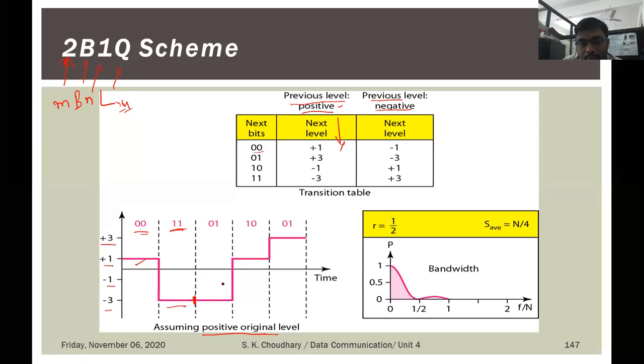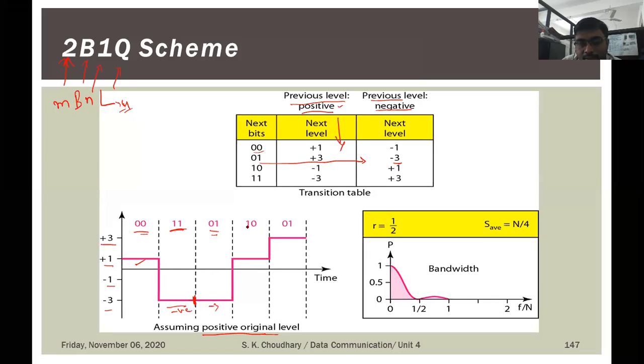For the next level, we have to assume here that it is a negative one. Okay. So when it is -1 and you have got 01, at that condition, what is the next? -3. That's why it is maintained at the same level of -3, because the previous one is negative.